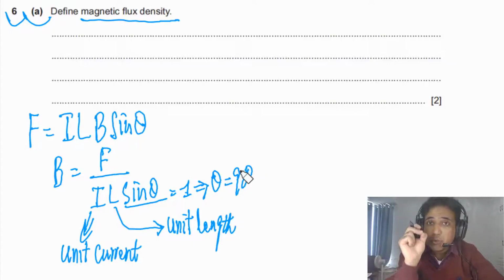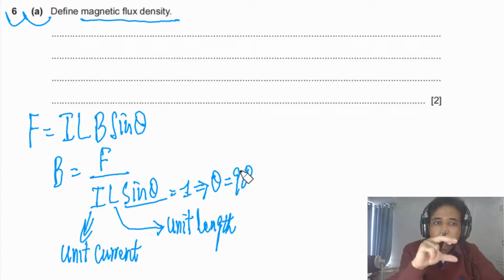So this is the key concept you need to master. You don't need to remember all the definitions, but you need to understand how to define something. So this is the way how you can define any quantity or any units.